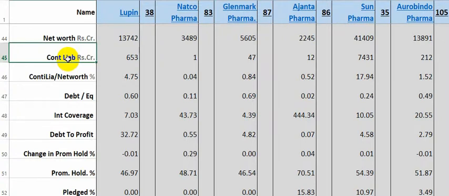So we have to make sure that contingent liability does not exceed 20% of the net worth. And as we can see, none of the companies' contingent liability exceeded 20% of the net worth, except for Sun Pharma, which neared around 17%. As for the net worth, the largest company in terms of value is Sun Pharma at 41,000 CR, followed by Lupin and Aurbindo at 13,000 each.